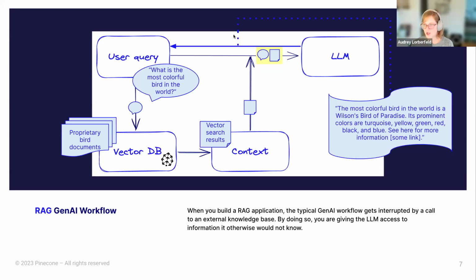and that's what we call context. And then we would pair that context with the original user query and send that double pair to the large language model in order to give the large language model access to information it otherwise would never have known about. And often we see that this reduces hallucinations. You get much more detail in the answer. So in this example, the LLM, instead of just saying, oh, it's a parrot, it would say it's a Wilson's bird of paradise, its prominent colors, etc. And then it'll also usually provide you a link for the citation, the information that it got it from.